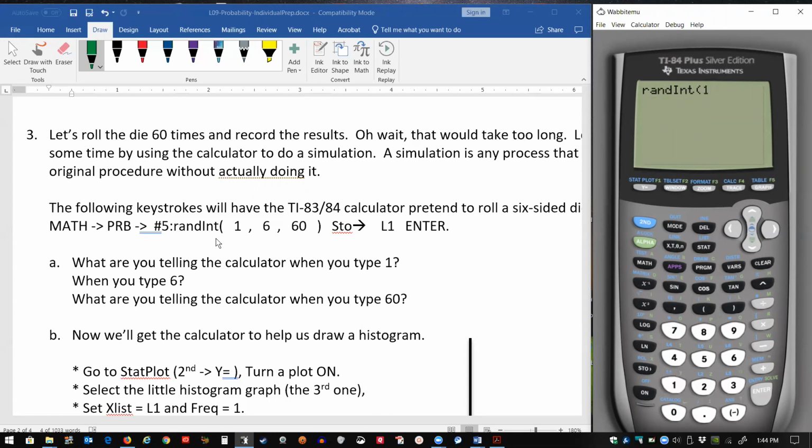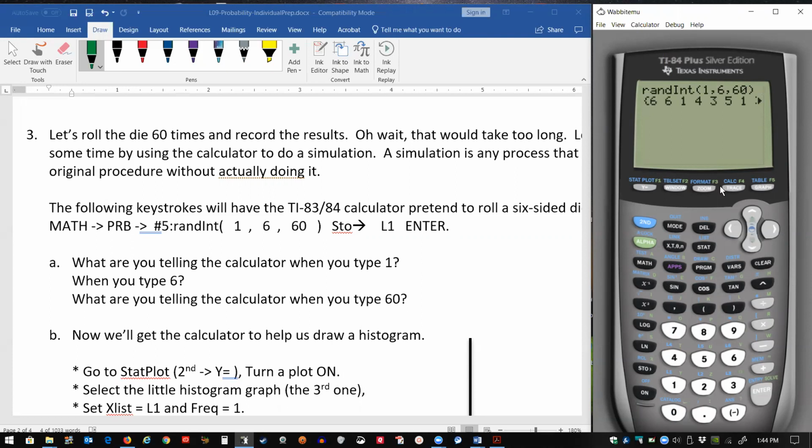And then we feed it 3 numbers. In this case, 1, 6, and 60. So the number 1 tells us what? Right, the number 1 is the smallest possible value, which is a 1. The number 6 is the biggest possible value, which is 6. And that 60 essentially tells us how many random numbers between 1 and 6 I want it to generate, thus simulating rolling a die 60 times.